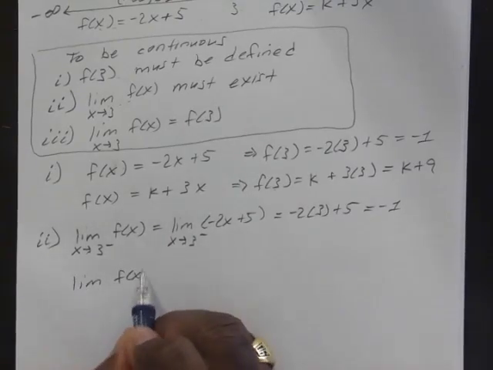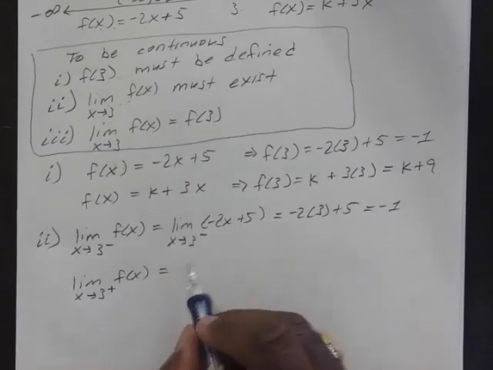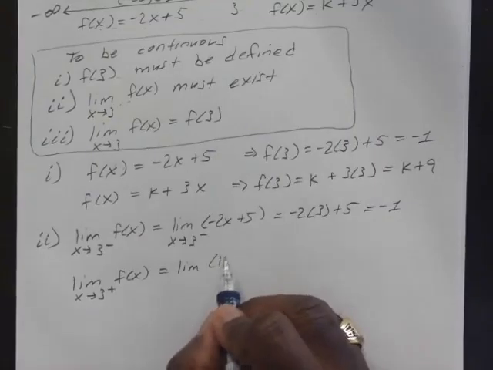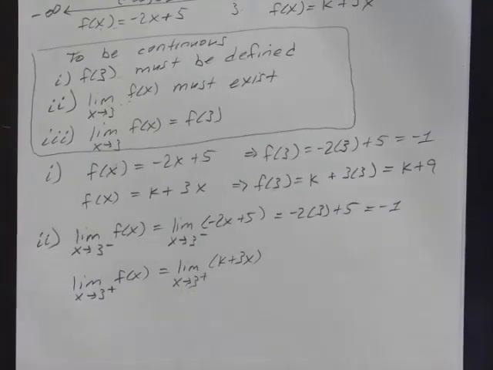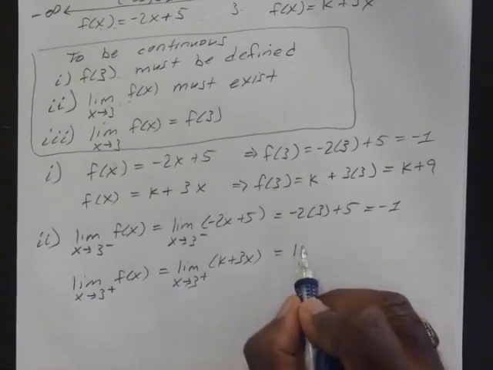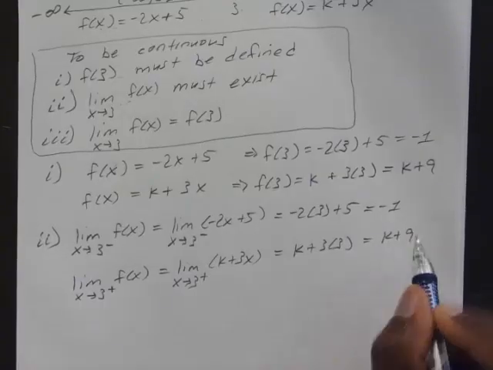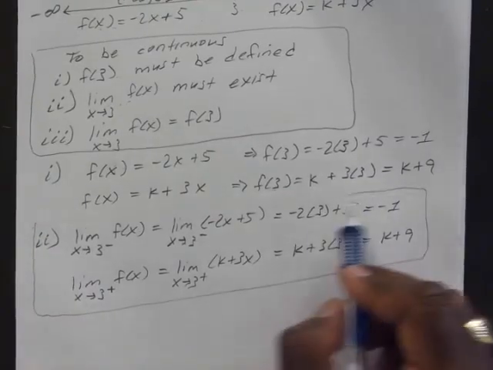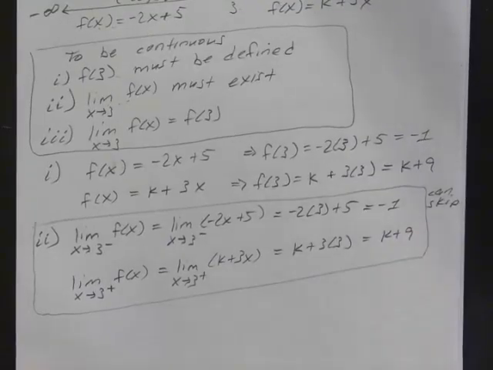And the limit of f of x as x approaches 3 from the right is just the limit of k plus 3x as x approaches 3 from the right. So if we plug in 3 there, we still get k plus 3 times 3, just k plus 9. So again, like I said, with this one, you can kind of skip it. But I figured I'd show you anyway.